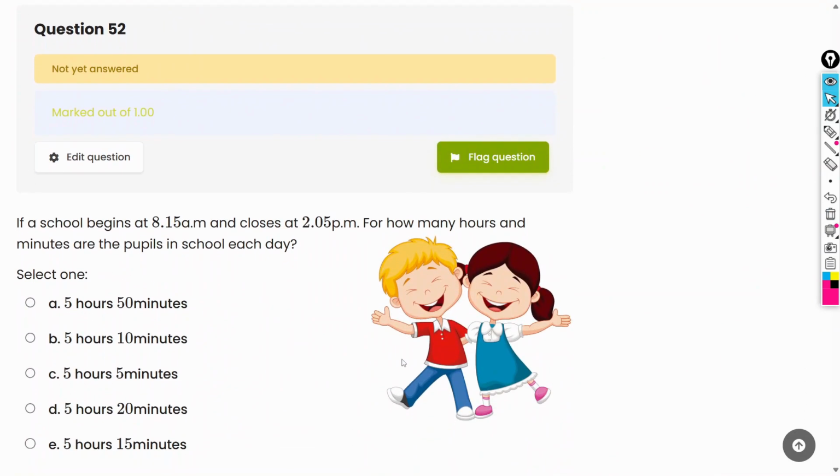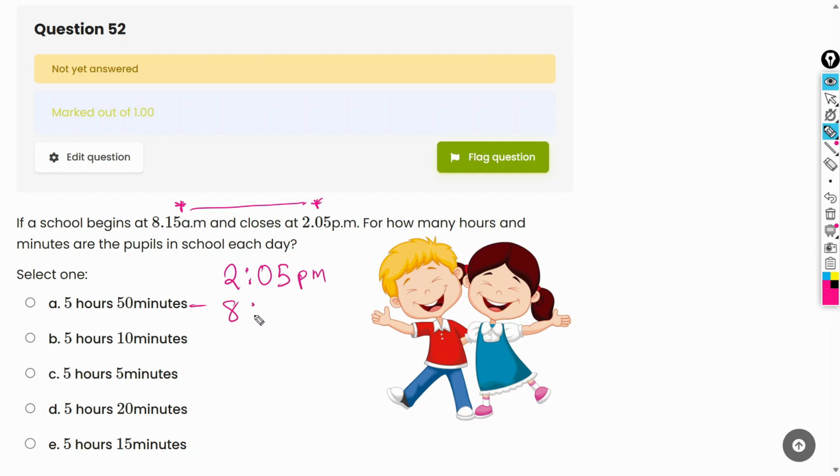If a school begins at 8:15 a.m. and closes at 2:05 p.m., for how many hours and minutes are the pupils in school each day? Of course, to figure out what it takes from here to here, that will be subtraction, finding the difference between them. So that will be 2:05 p.m.